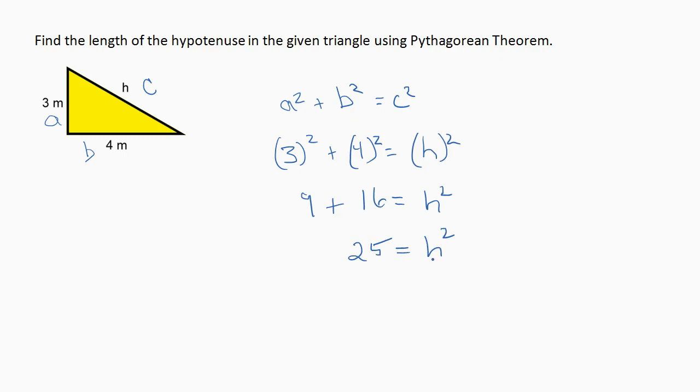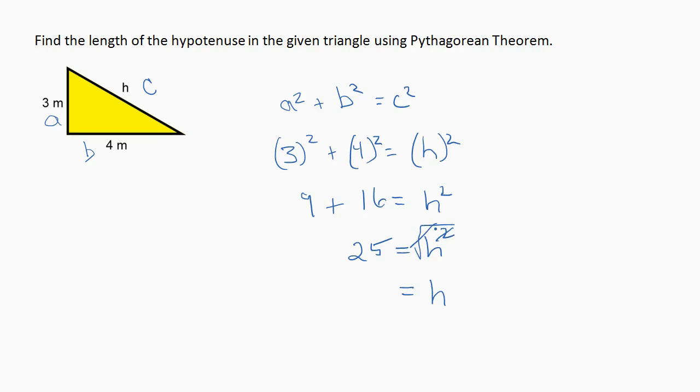What this is really saying is some number times itself, that's what squared means, is equal to 25. So what times itself is equal to 25? You might already know in your head that that would just be 5, but just in case this was some other number that's not a perfect square, we could go the opposite of squaring is square rooting. That will cancel out the squared sign and just leave us with h.